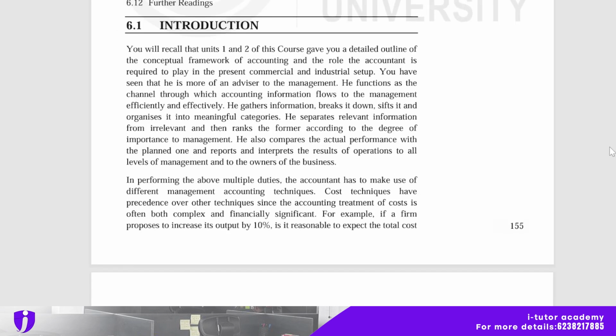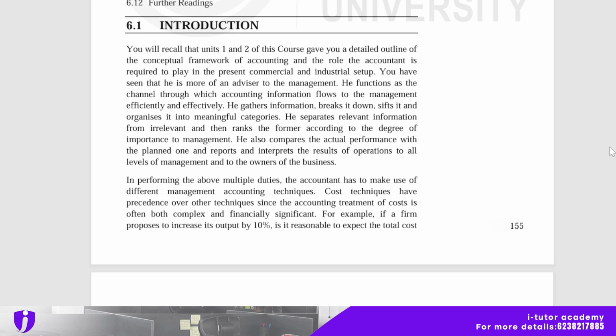You will recall that Units 1 and 2 of this course gave you a detailed outline of the conceptual framework of accounting and the role an accountant is required to play in a present commercial and industrial setup. You have seen that he is more of an advisor to the management. He functions as the channel through which accounting information flows to the management efficiently and effectively.